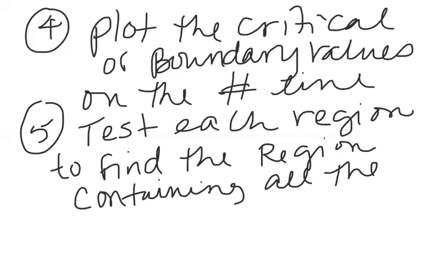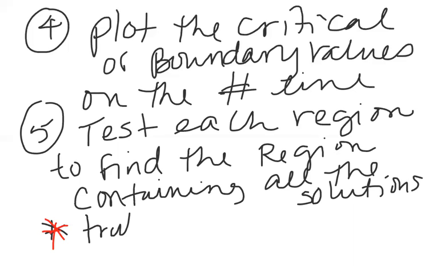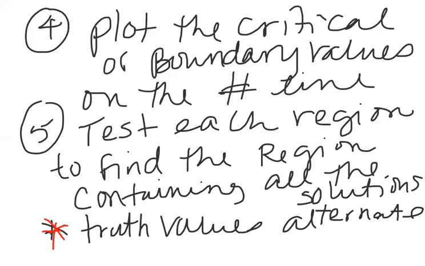So what you have to realize is that, guys, when you're testing these regions, the truth values typically alternate. Notice I'm saying typically. I didn't say always. They typically, for the most part, alternate, as in they go true, false, false, true, and so forth and so on. So when you do this, guys, be careful.